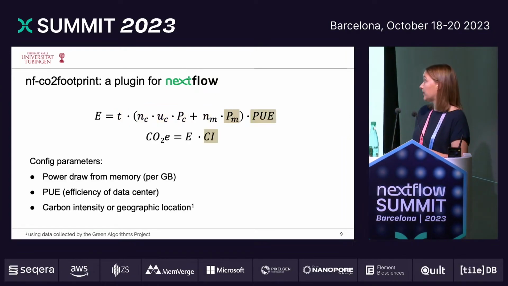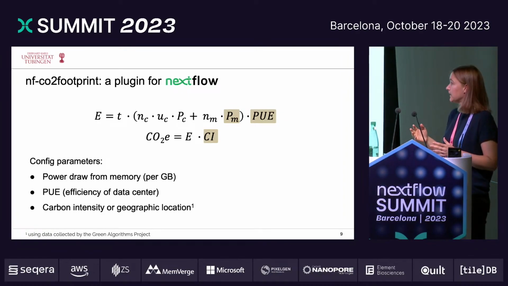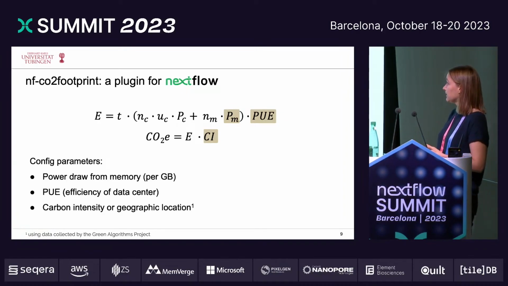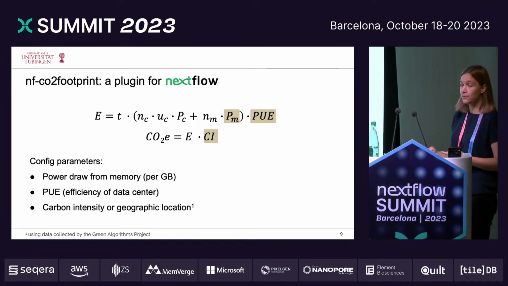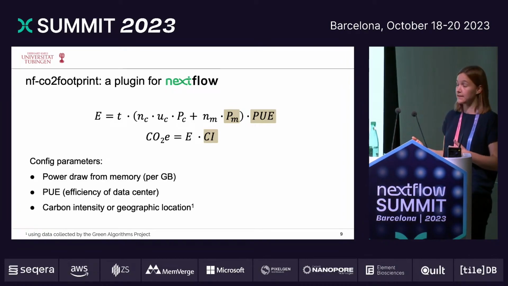Then the plugin also comes with some configurable parameters. First of all, the power draw from the memory per gigabyte. This was estimated in the past to be a relatively constant value across different types of memories. So for this, we can simply use the default value. Then the efficiency of the data center, so the PUE value, is important. There it might make sense to retrieve this value from the actual data center.